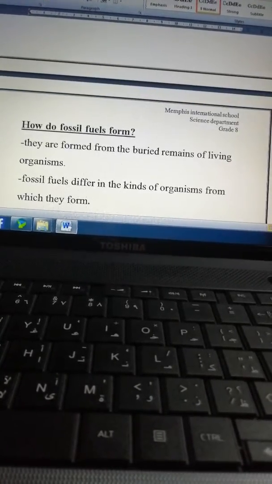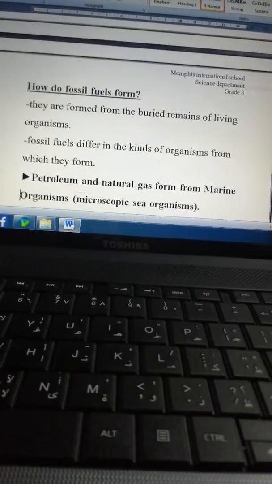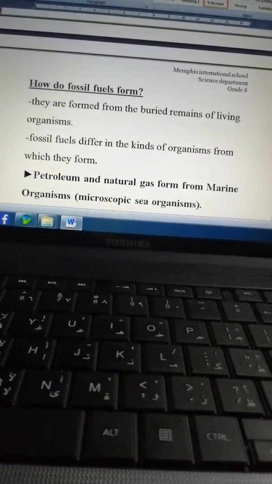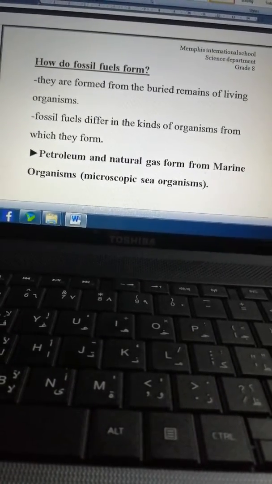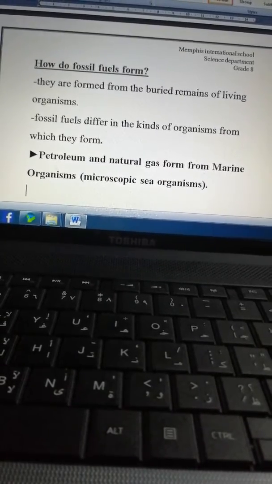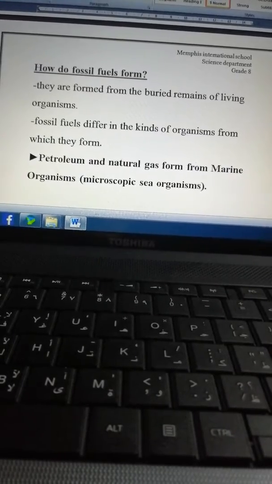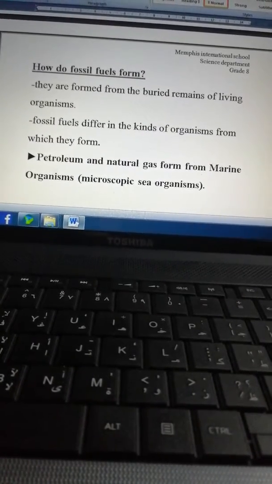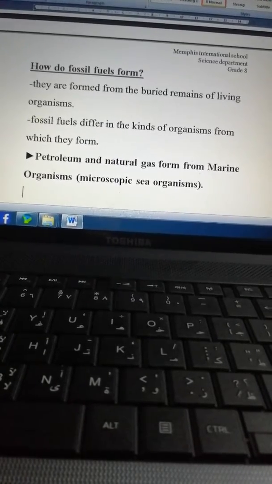How do fossil fuels form? They are formed from the buried remains of living organisms. Fossil fuels differ in the kinds of organisms from which they form. The type of fossil fuel depends on the kind of organisms from which it forms.